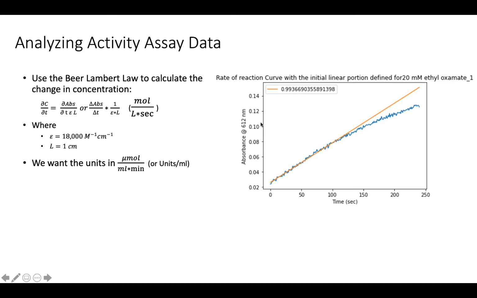You will be using the slope of that initial portion along with the extinction coefficient, the length that the path has to go through, along with a set of conversions in order to get you in the right units to be able to publish your data. And that unit will be units per milliliter. And again, if I forget to hand it out, I do have a cheat sheet to help you with these calculations that you'll be using.